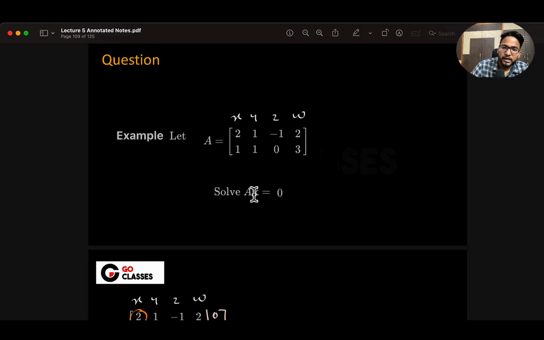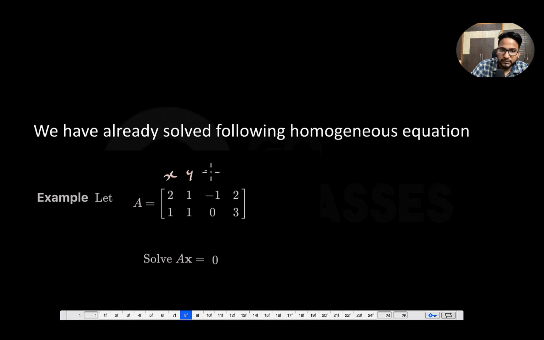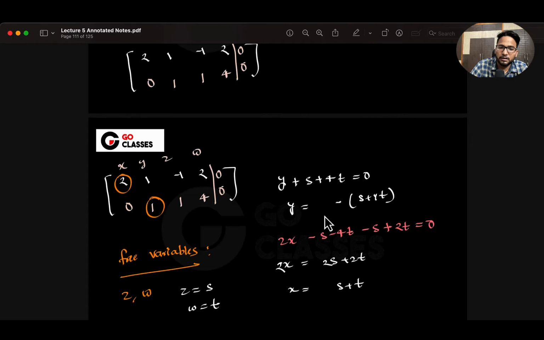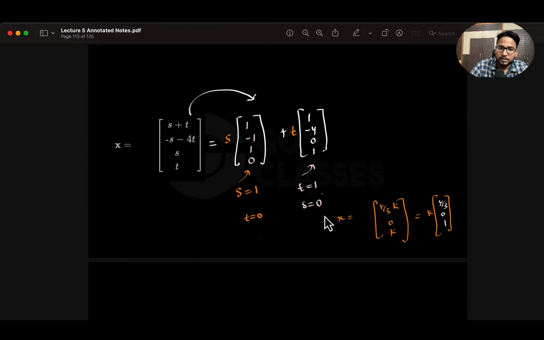This is the same question. So this is x, y, z, w. Okay, so we solved the same question in lecture 5. See, this was the answer that we were getting.